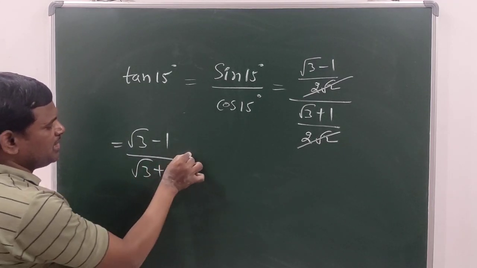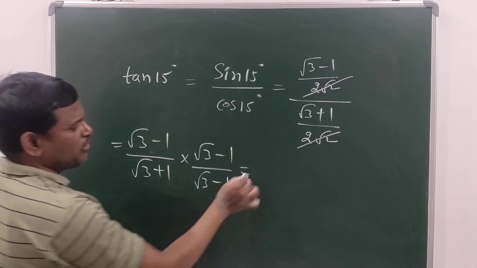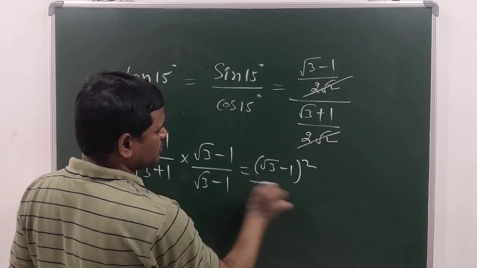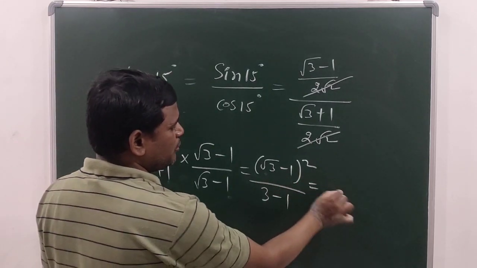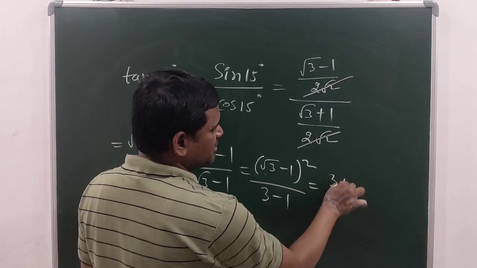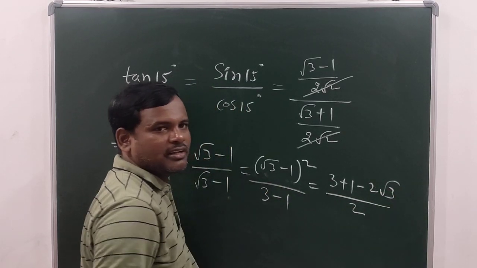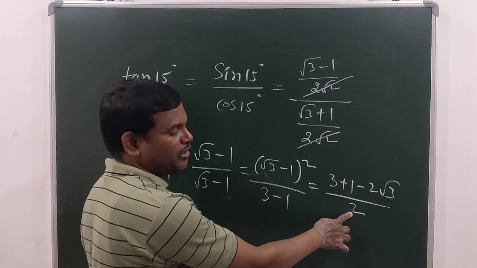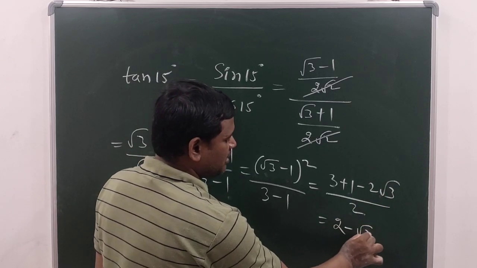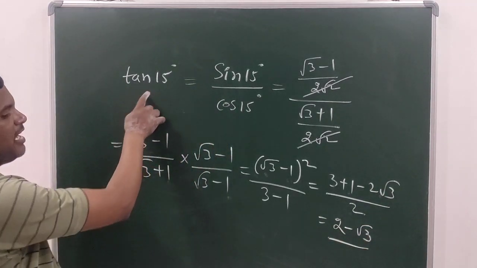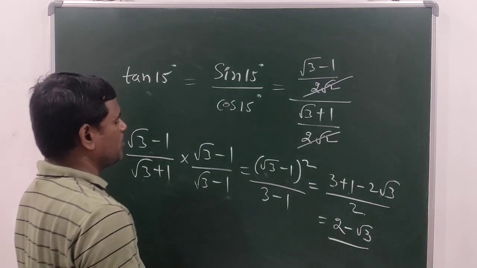Now rationalize the denominator. On rationalizing, what do we get? The numerator looks like root 3 minus 1 whole square, by the denominator (a plus b)(a minus b), a square minus b square. Now expand the numerator, (a minus b) whole square: 3 plus 1 minus 2 root 3, by 2. Now simplify: 3 plus 1 is 4, 4 by 2 is 2, and root 2 and 2 cancel. 2 minus root 3 is the tan 15 value. So tan 15 is equal to 2 minus root 3.